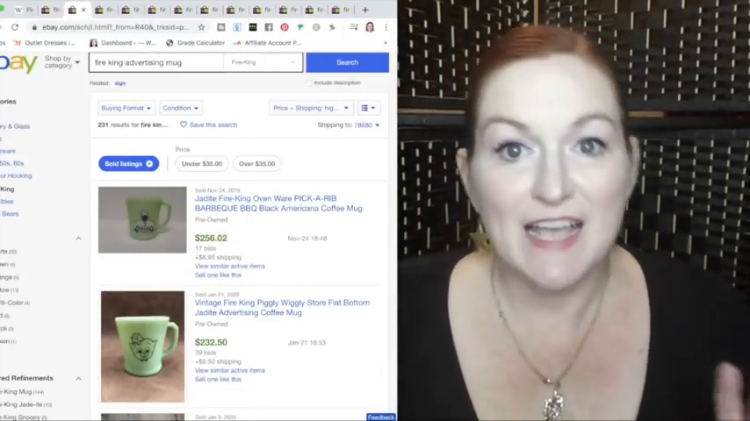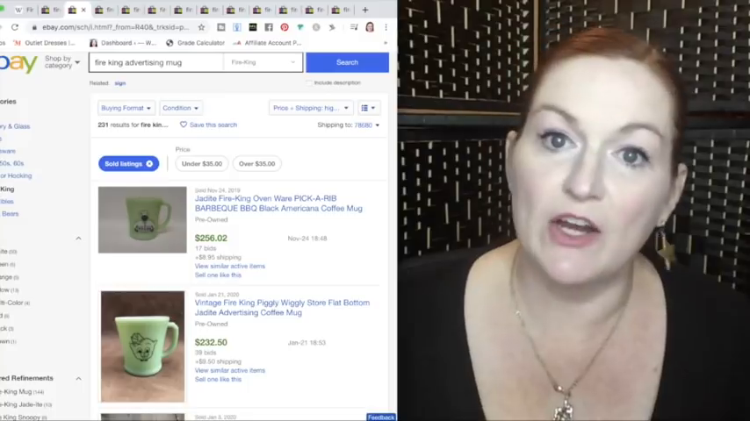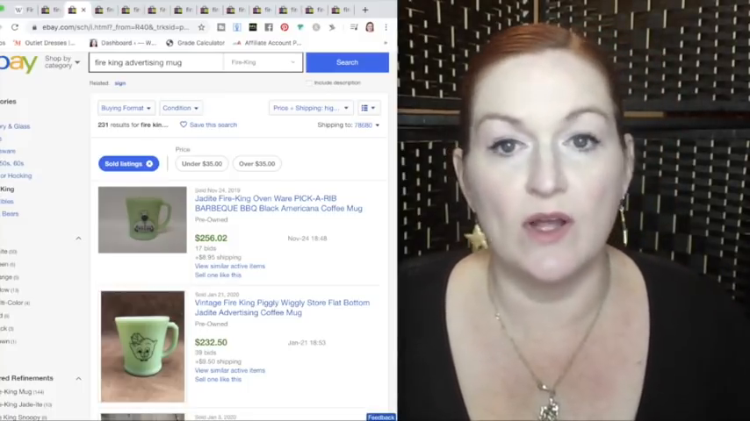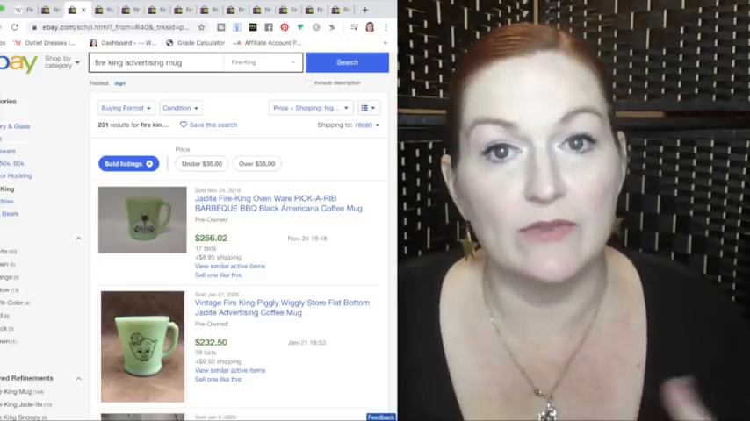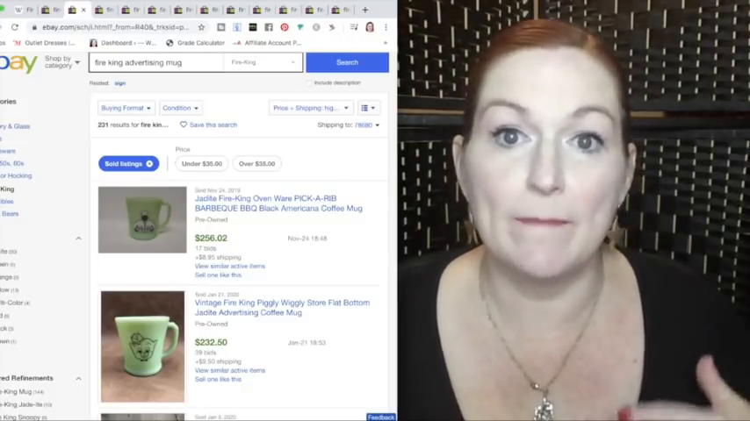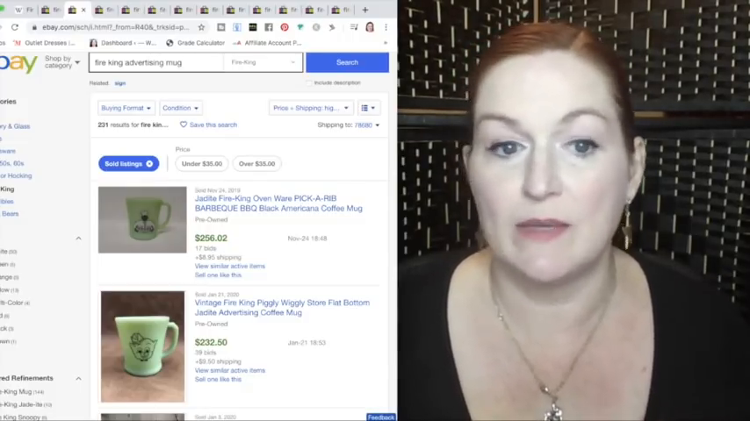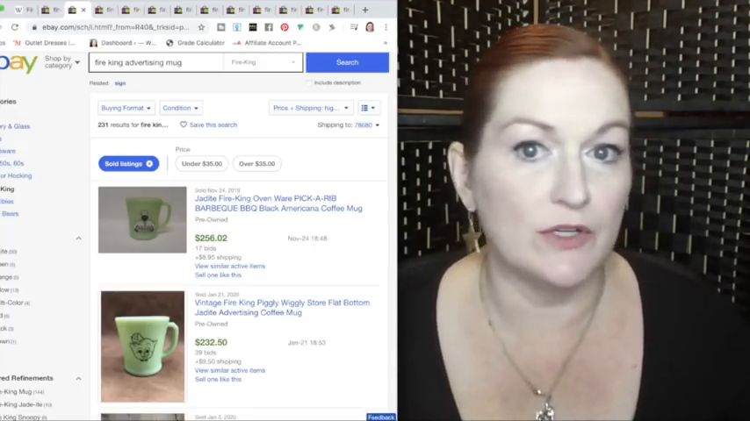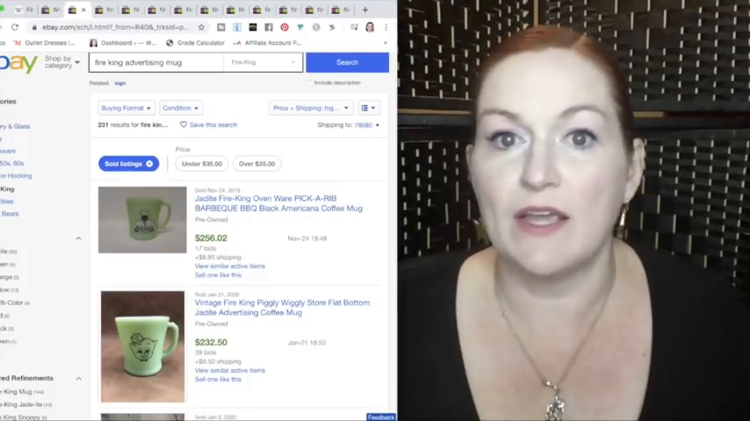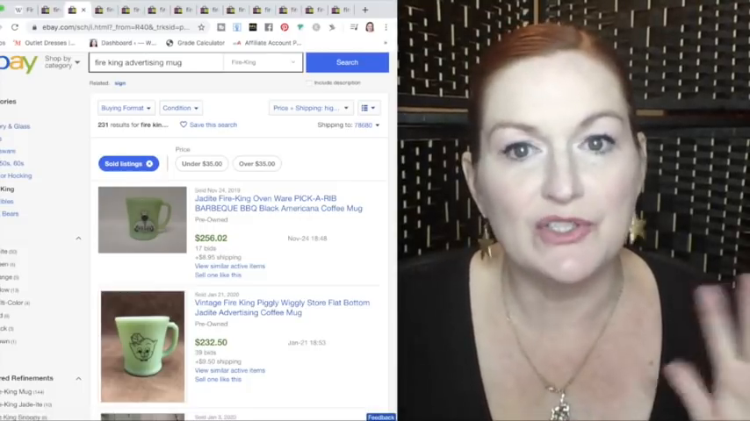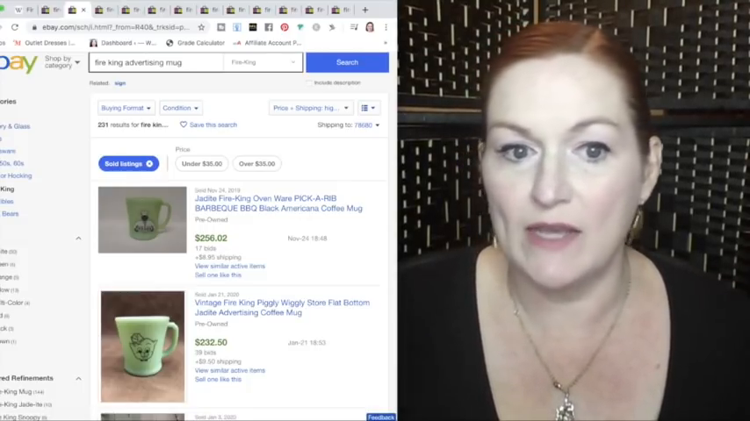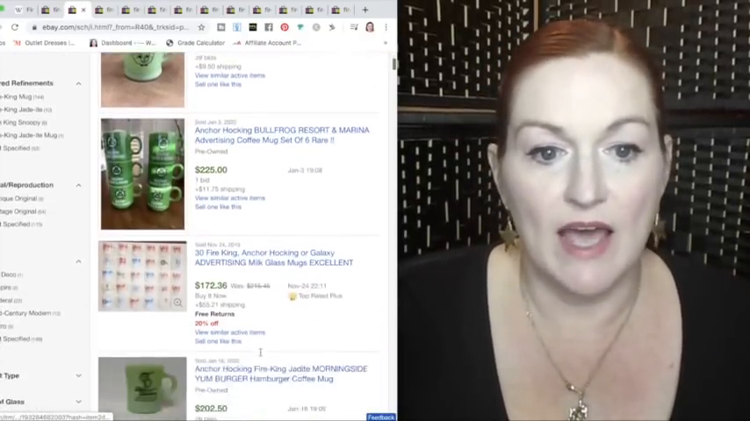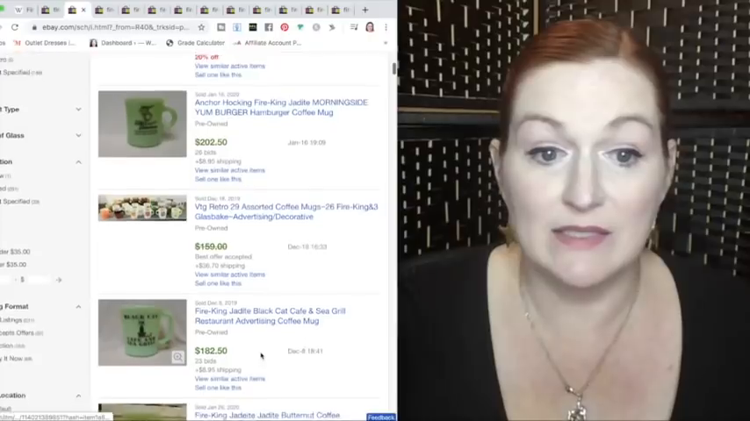The second thing to look out for with Fire King mugs, we saw some already with the jadeite ones that are advertising mugs. There are also white Fire King mugs that are advertising mugs. So if you see a Fire King mug with an ad on it for a certain company, it's worth looking up. I've had some that were so-so as far as price, and then there are some, as you see here, these jadeite ones that are selling for a lot.